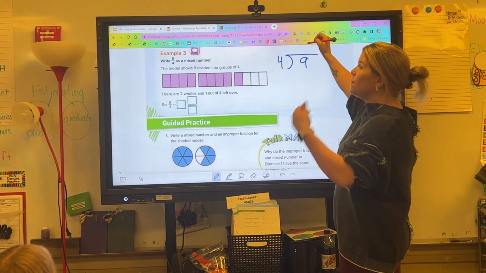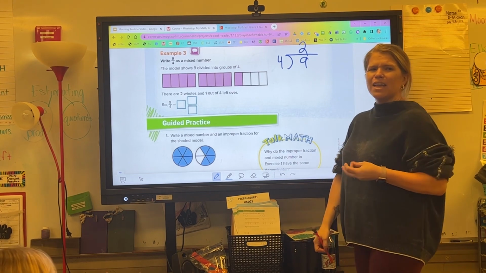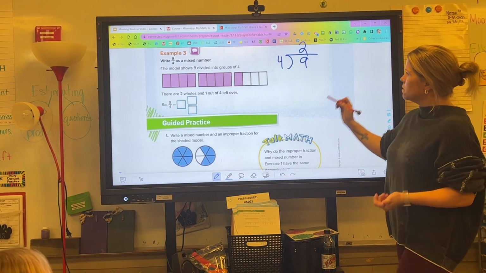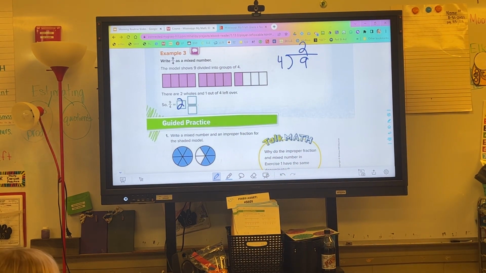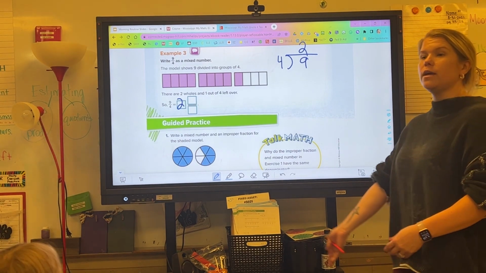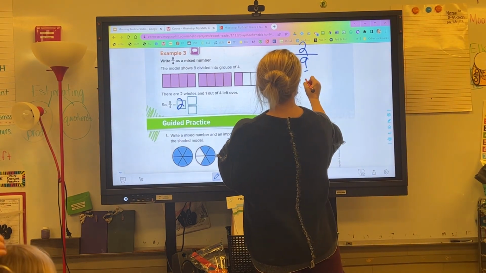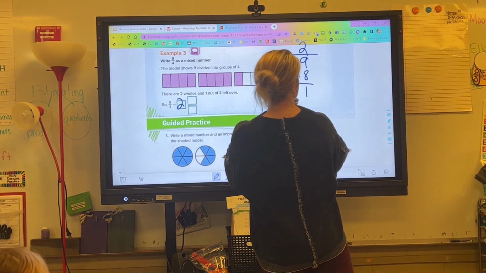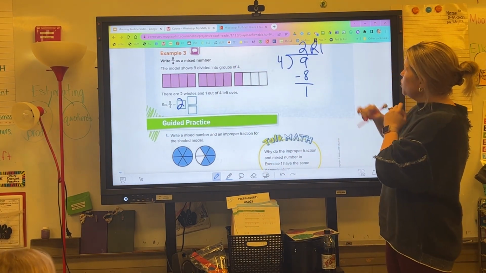So 4 going into 9, how many whole times? 2. 8. Right there. And if you want to go ahead and write it down, that's my whole number. That number that goes on top is your whole number, because my remainder is what's going to be left over. We've already talked about it. It's just now it's left over in a fraction. Good. 2 times 4 is 8. 1 is 1 less than 4. So I get 2 remainder 1.